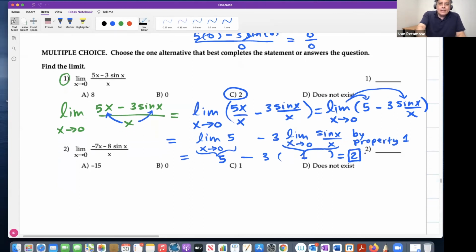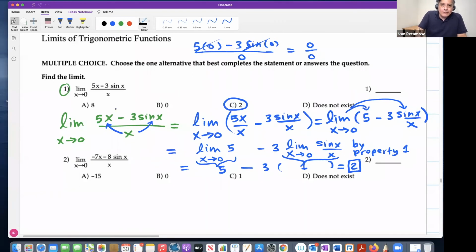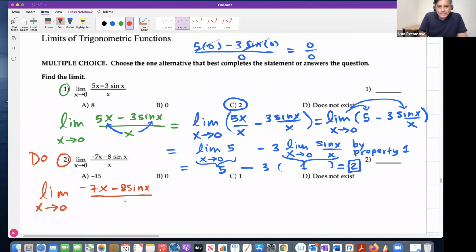Try to do exercise number 2, guys. I will leave this as a reference for you to follow. So try to do this now. I'm going to write it bigger here. The limit as x approaches 0 of minus 7x minus 8 sine of x, all that divided by x. And the hint, as usual, is this: divide x into each of these two, break it down as I did there, and try to see if you can figure out the answer. Very good.